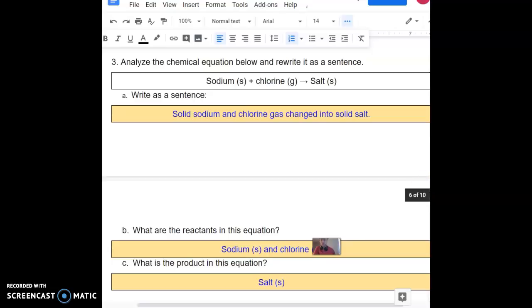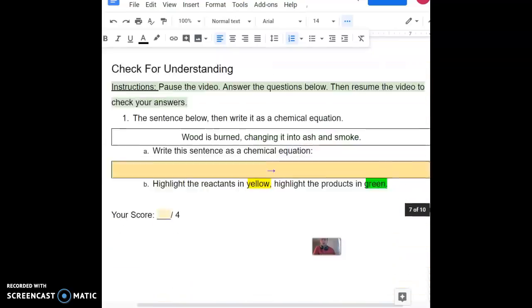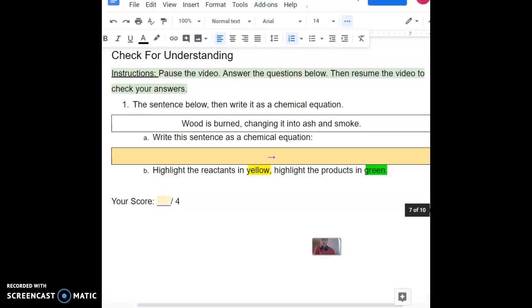Okay, those are 3 example practice problems of how to set up a chemical equation, how to write out solids, liquids, and gases, and how to analyze a chemical equation to understand what it's telling us. I want you to go ahead and move on to the check for understanding. Pause the video right now. We're going to go through the answers in a few moments.